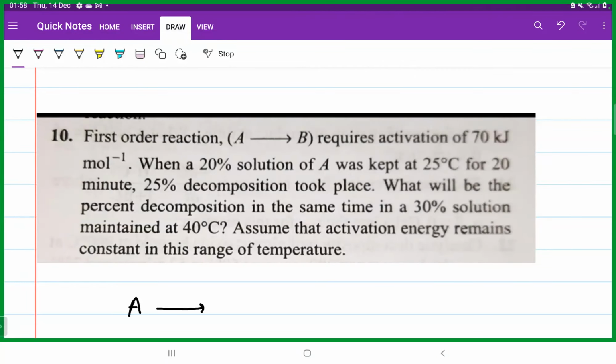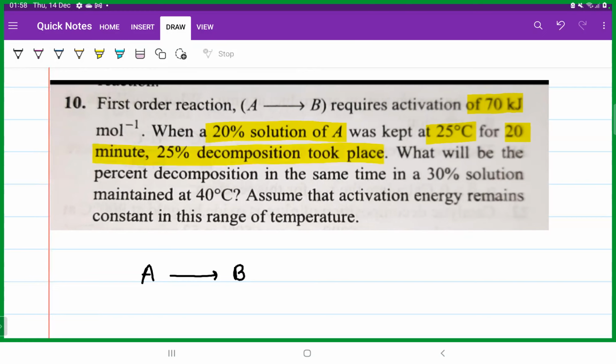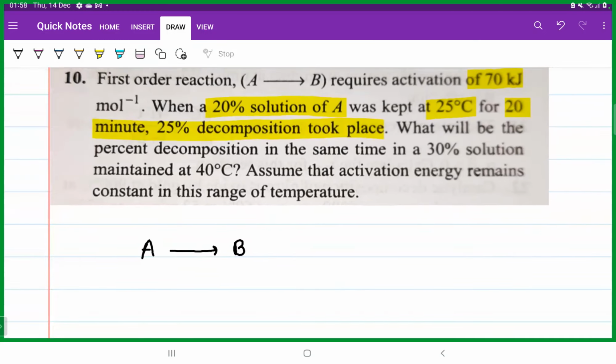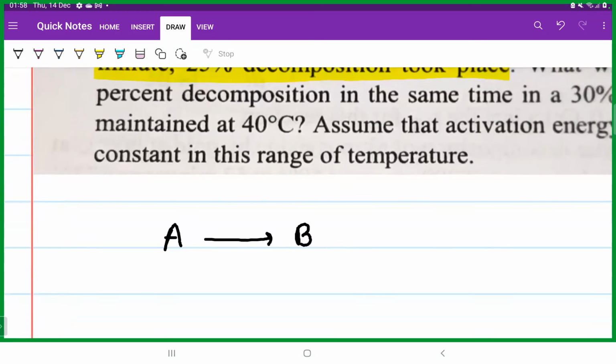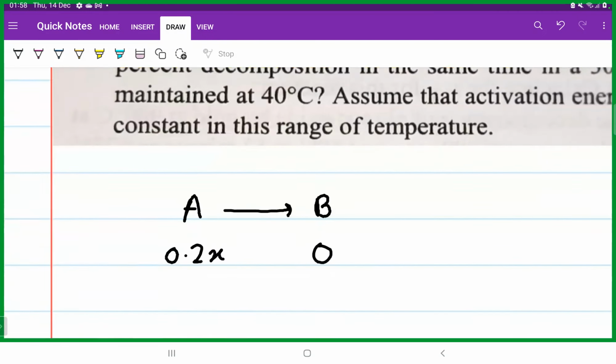A reactant A, it becomes product B. Okay. And all the details about it have been given, like activation energy 70 kilojoules, and initially a 20% solution of A was kept at 25 degrees Celsius for 20 minutes and 25% decomposition took place. Okay, so let's write all the values one by one. So 20% solution of A, I assume that it means concentration, so let me just write 0.2x over here and 0. Okay, and you can see that 25% decomposition took place after 20 minutes.